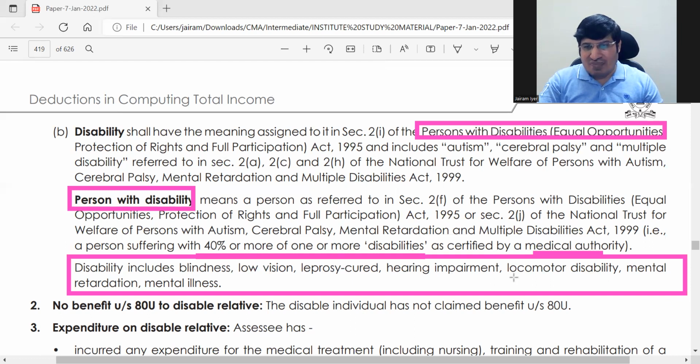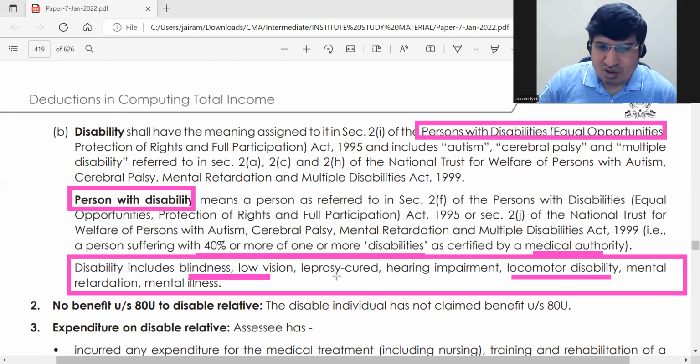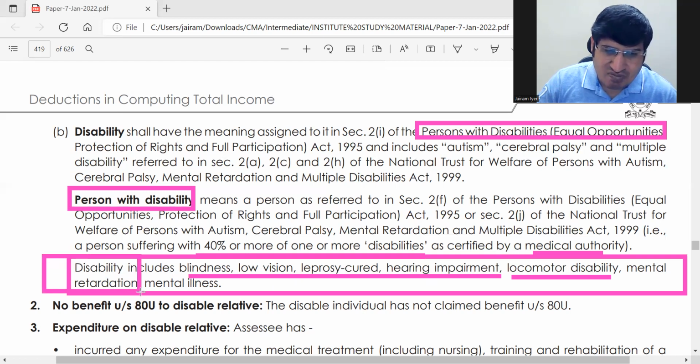They really do not have the intention that you should remember locomotor disability and all that. Even once you become a CMA, CA, CS, you will always open your files and see whether, if a case like this comes, this disease is there in the list or not. You can never remember it. So basically all these things are disabilities: blindness, low vision, leprosy cured. This is not important to remember for you. What is important is this 40% or more.